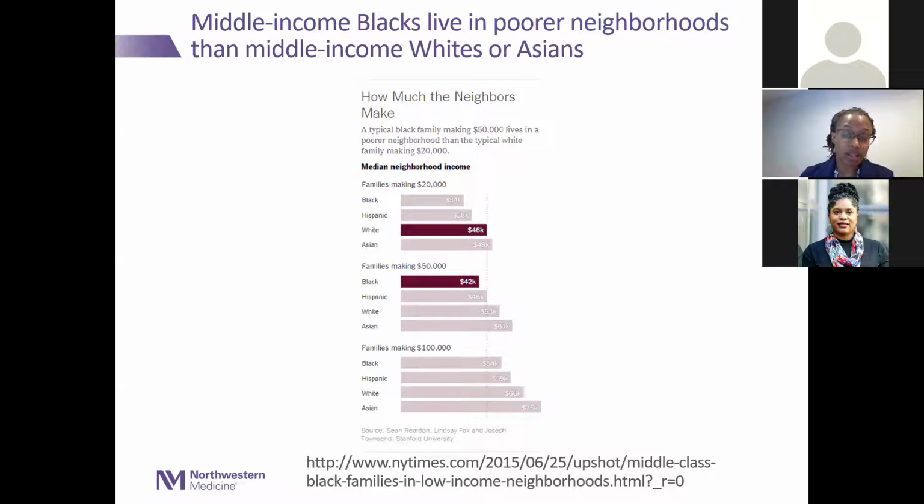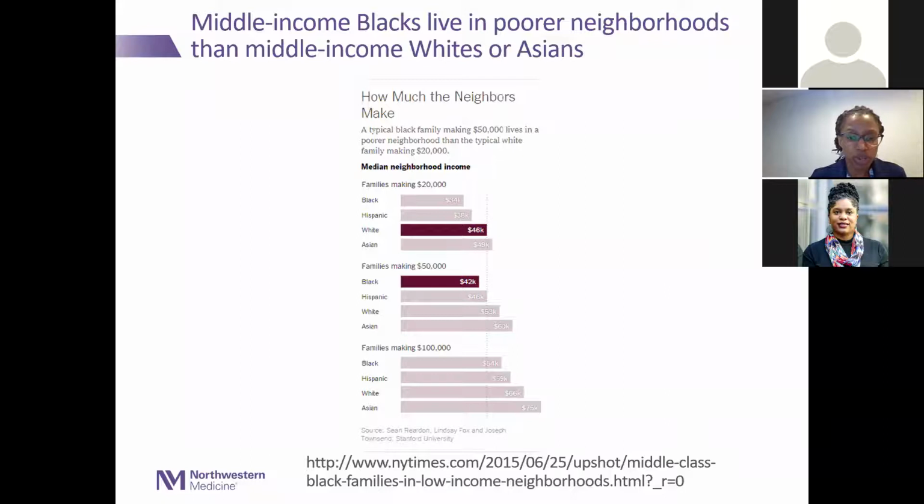So one consequence of this, shown by Reardon and colleagues, is that middle-income Blacks tend to live in poorer neighborhoods than middle-income white or Asian individuals. So a typical Black family, as they show and highlight in this infographic, making $50,000 lives in a poorer neighborhood than the typical white family making $20,000.